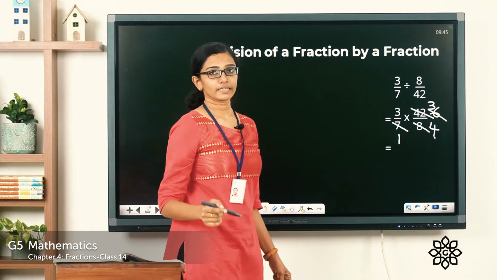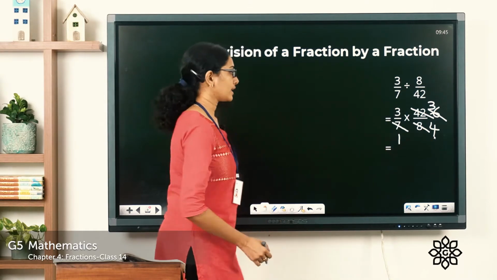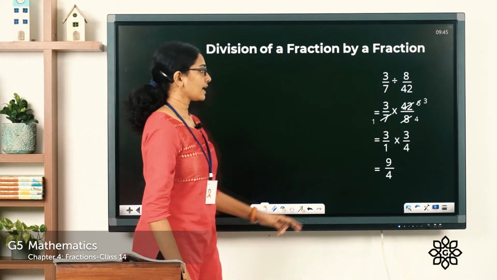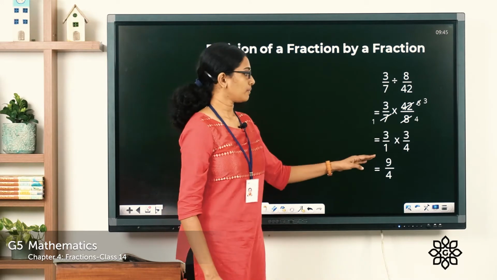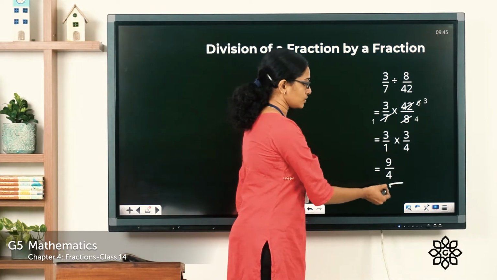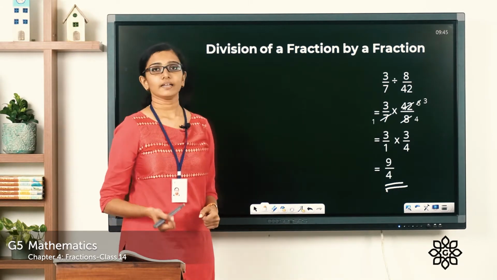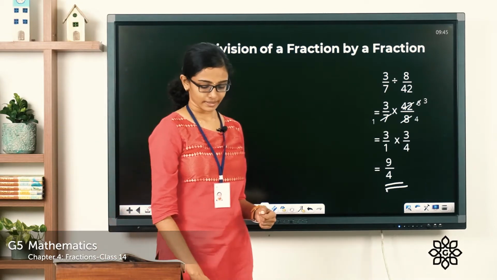So in the numerator we have 3 into 3 by the denominators 1 into 4. What do we get there? 3 into 3 by 1 into 4. 3 into 3 is 9 and 1 into 4 is equal to 4. So the quotient for this division is 9 by 4. I hope you are clear with this.